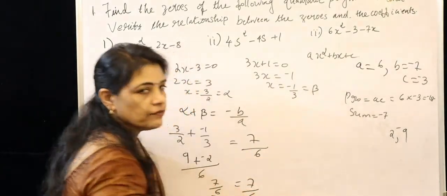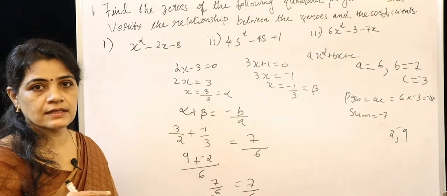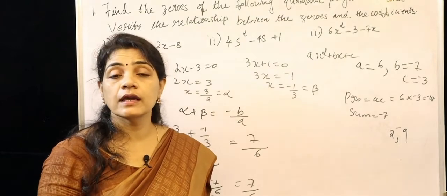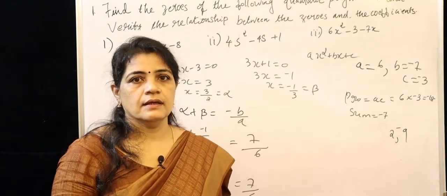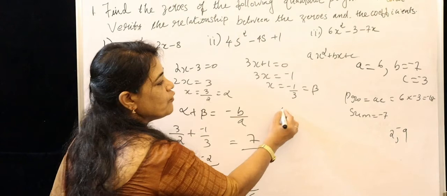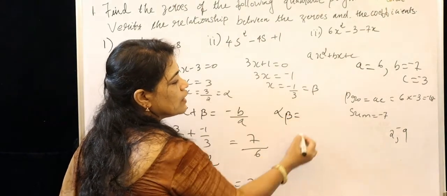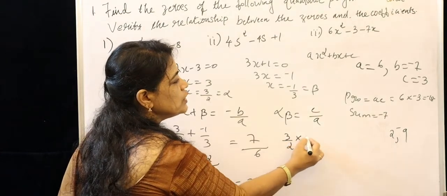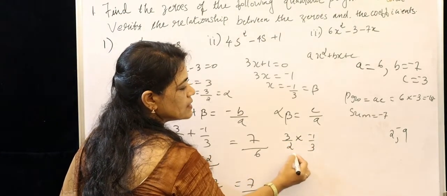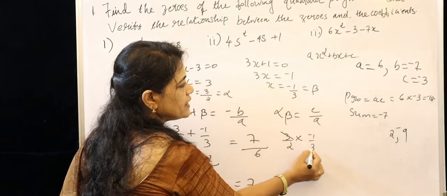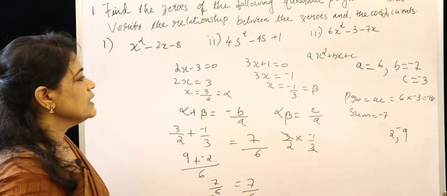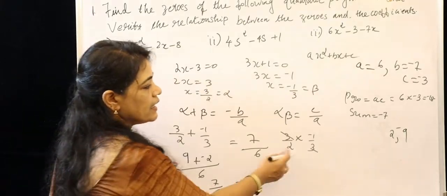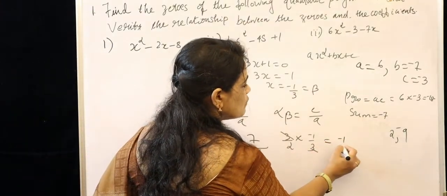So hence verified, we got 7 by 6 as their sum, that is alpha plus beta, and by comparing we got minus b by a also 7 by 6. Now the product of zeros, that is alpha beta equal to c by a. What is alpha beta? 3 by 2 into minus 1 by 3, that is 3 gets cancelled. Okay, 3 by 2 and minus 1 by 3, 3 gets cancelled, that means you get minus 1 by 2.